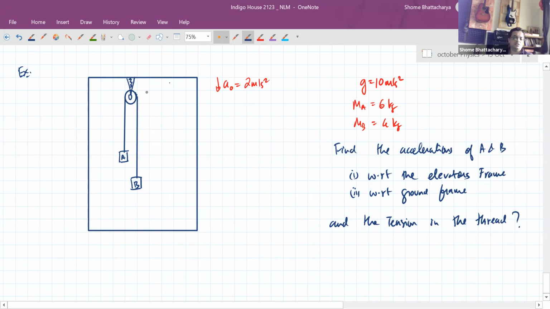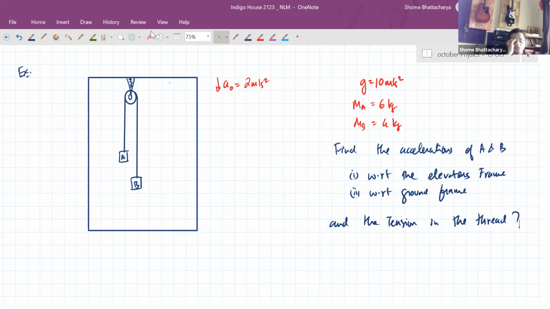So this is a standard pulley system. The pulley is a smooth fixed pulley and the thread is massless and inextensible, all those assumptions you take. But now the pulley is not fixed to a fixed ceiling, rather it is fixed to the ceiling of an elevator, which is accelerating downwards at 2 meters per second square.